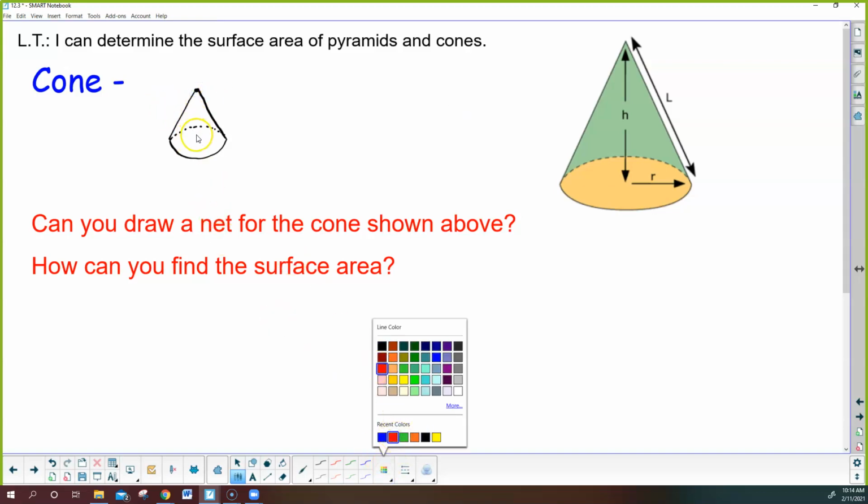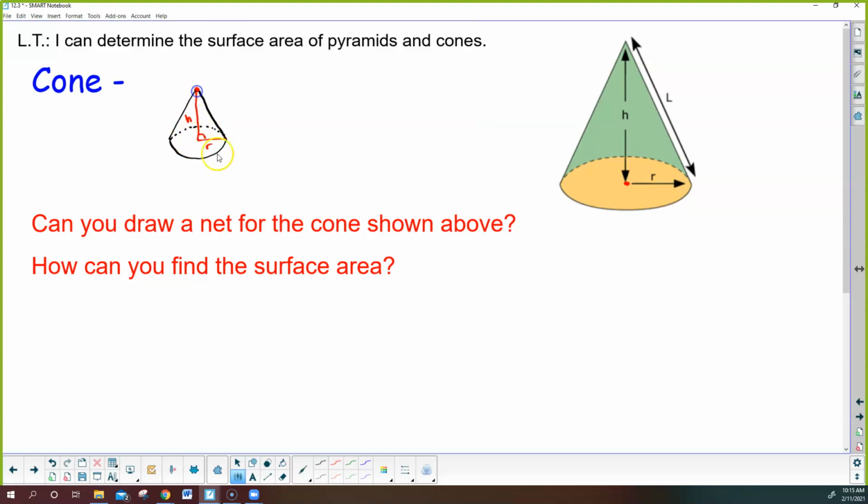And then we're going to identify the important pieces. We know the radius of a cone is from the center to the rim. So this is our radius. We know the height is from the center of the base up to the vertex. And then that new word, L, is my slant height.